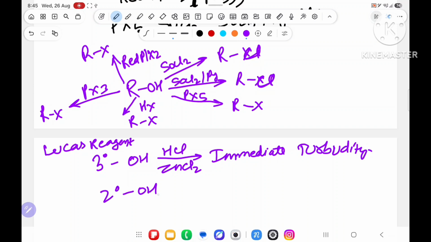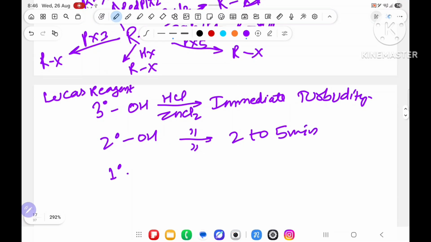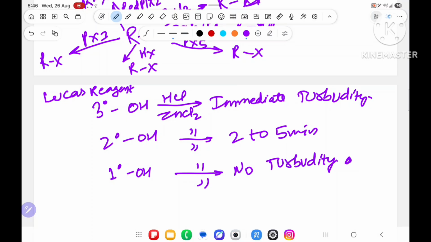Secondary alcohol with Lucas reagent gives turbidity in 2 to 5 minutes, and primary alcohol with Lucas reagent gives no turbidity at room temperature. This detailing you have to see on haloalkanes and haloarenes. You already know about this, I have dictated it, so why would I dictate it again?